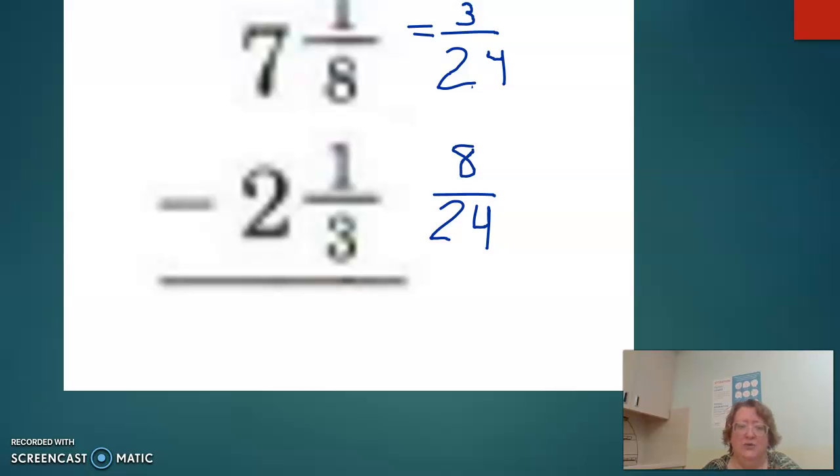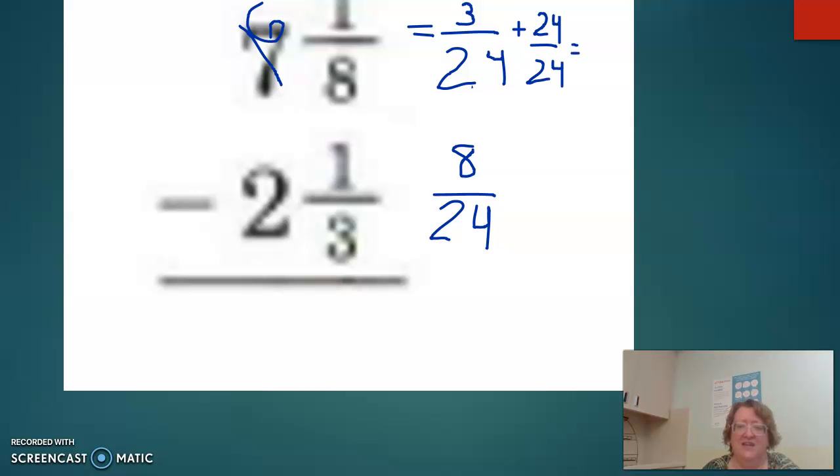Now I'm being asked to do 3 take away 8. Can I do that, class? No. So I have to borrow from the whole number. My 7 would become a 6. Now how do I change my fraction? If I subtracted one whole number, how is that written as a fraction? Sammy, can you tell me, please? Yes, I would write 24 over 24 because 24 over 24 equals 1.